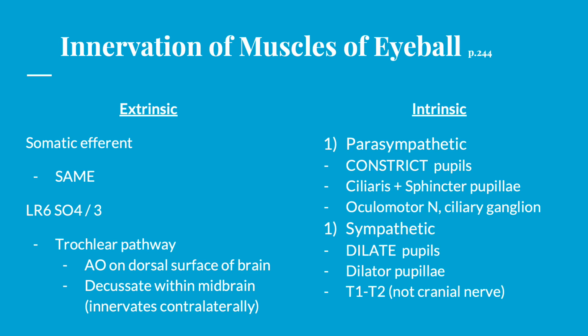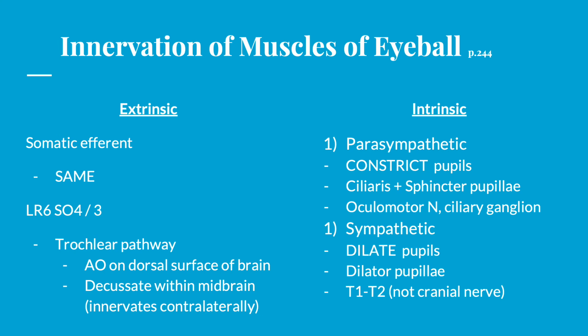And then another important point is the trochlear pathway. Cranial nerve 4 is going to be the only cranial nerve to cross over and innervate a contralateral muscle. So know that that guy is going to be innervating the opposite side from where it comes.